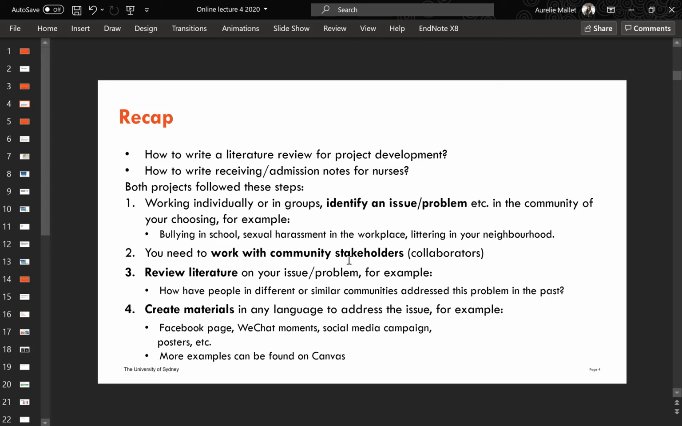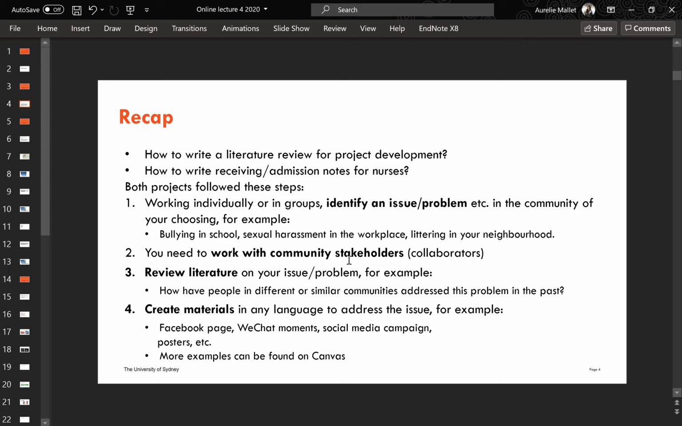So then we stepped through how before they created the actual material, the actual workbook, they had to first review quite a bit of literature, which is something that you will have to do as well for your projects. And it's something that we'll start looking at next week. So we'll show you guys how to do a literature review for your projects.